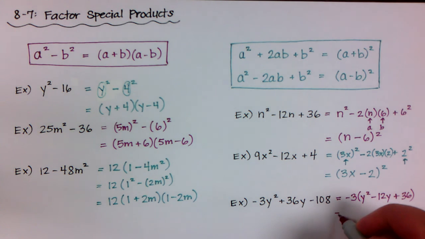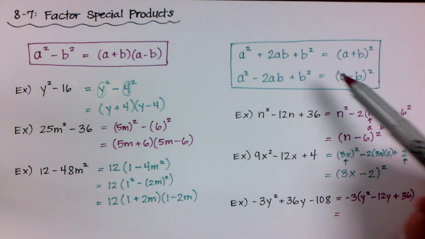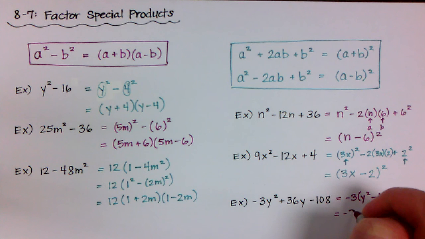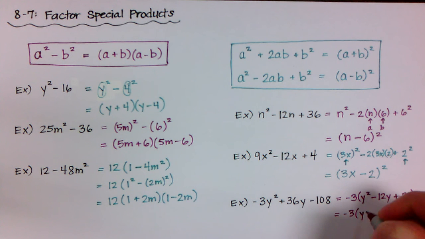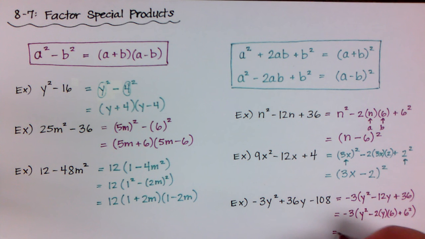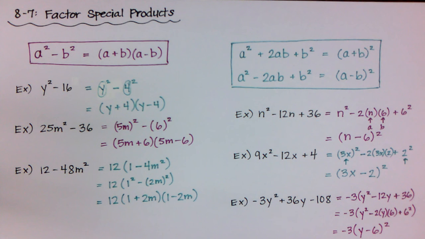And now I can go back to that rule up above. This matches with the second one. So it's negative 3 times y squared. And over here, this is going to be plus 6 squared. So that means in the middle, it's going to be minus 2 times y times 6, and that's negative 12. That matches perfectly up above. So awesome, it works out. This is going to be (y minus 6) being squared with the negative 3 right in front. And that's all that we're learning today.